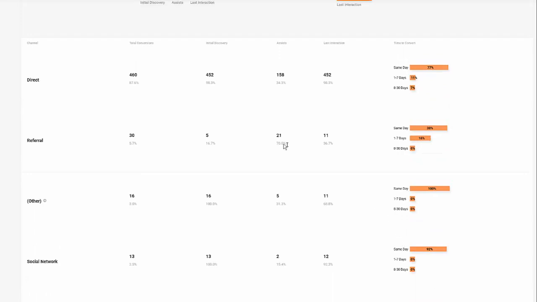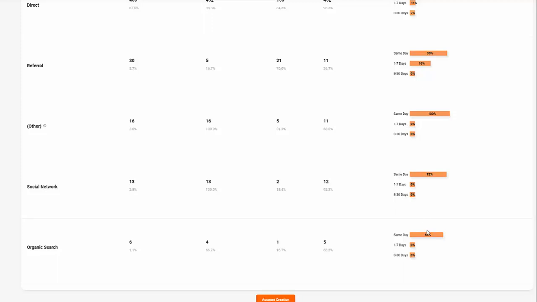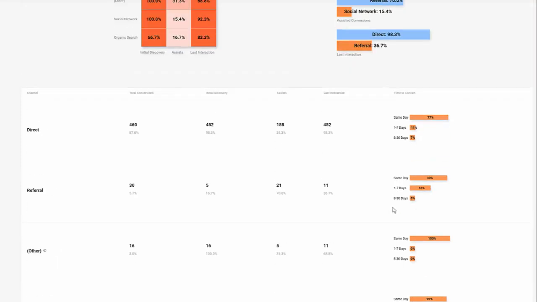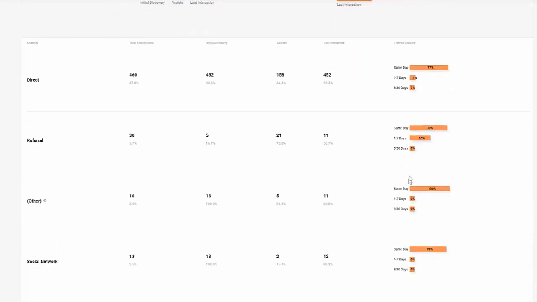Meanwhile, if we go to our higher volume channels, so direct, which is Facebook ads mostly, we have 77% converting on day one, and we have another, say, 18% on top of that converting across the first week and the following 3 weeks in the month. So there's a far faster sales cycle with our ads than there is with our organic search. And referrals is even more spread out.